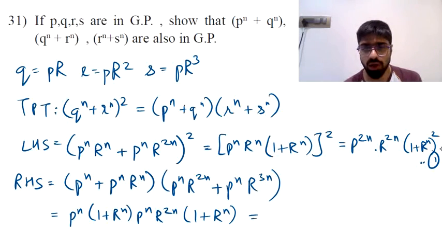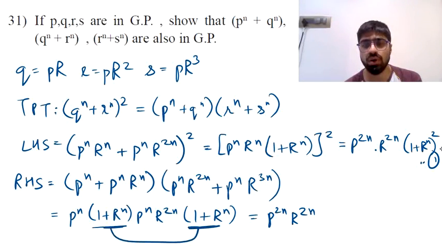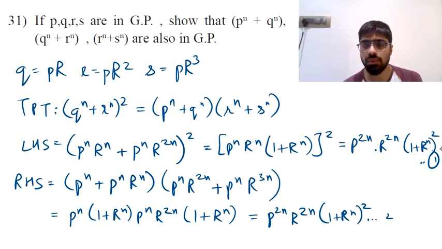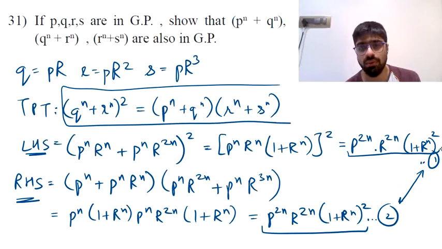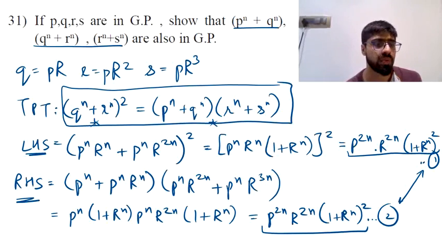Combine the terms, P power n into P power n is the square of P power n, which is P power 2n, into we already have R power 2n here, and 1 plus R power n into 1 plus R power n makes it 1 plus R power n the whole square, and mark it as 2. So from equation 1 and 2 you can see that this expression and this expression is the same. That means the left hand side and right hand side of this given equation are the same. So if they are the same, we have proved that this is equal to this, which basically means that the three terms given in the question are in a GP.